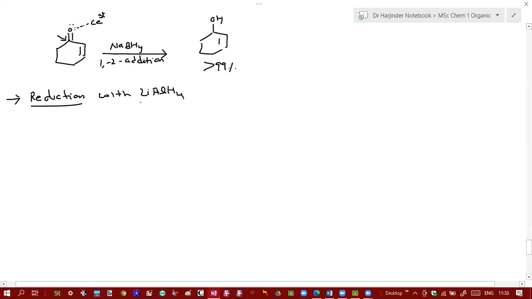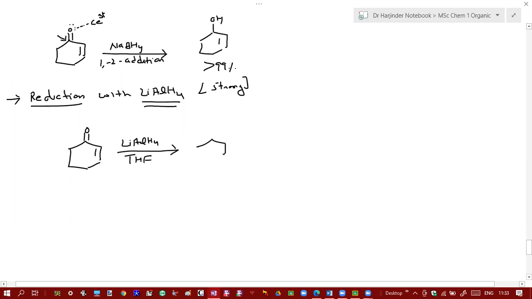Both will happen, sir. Is it a strong reducing agent or a weak reducing agent as compared to sodium borohydride? Strong reducing agent. So it will reduce both the double bond as well as the carbonyl group. So it will reduce both double bond and carbonyl group. So you will get cyclohexanol.